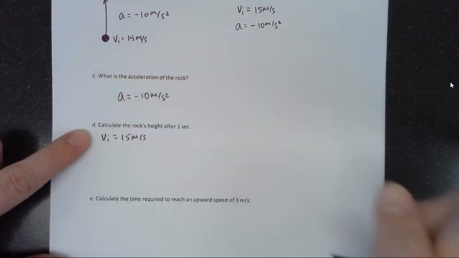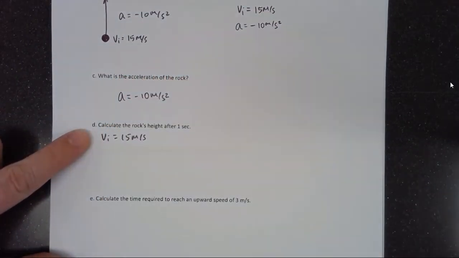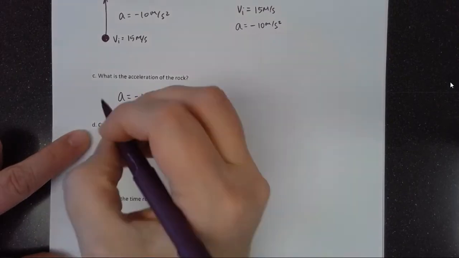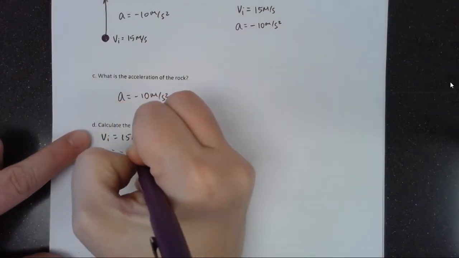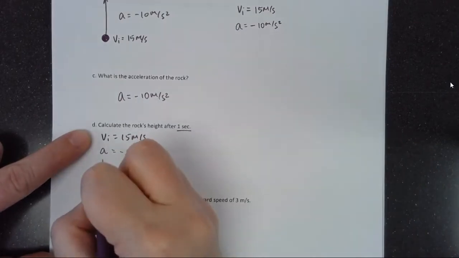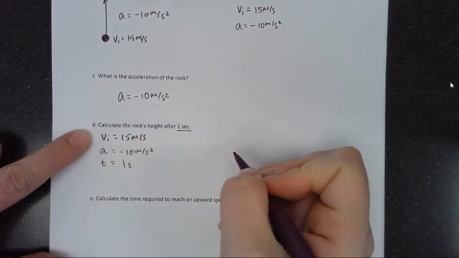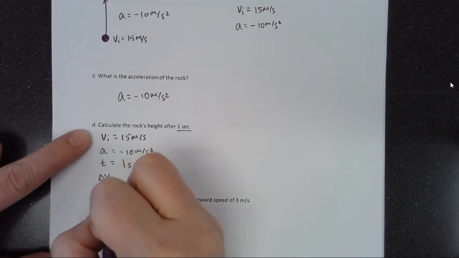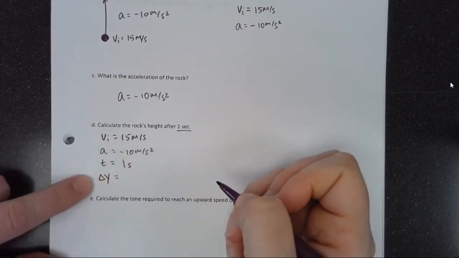It makes sense that that's a positive value because we're throwing the rock up. Our acceleration is minus 10 meters per second squared. Our time is 1 second. And what we need to find is the height, so our change in vertical displacement, or y.